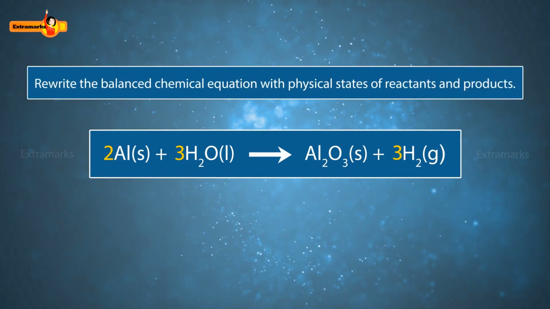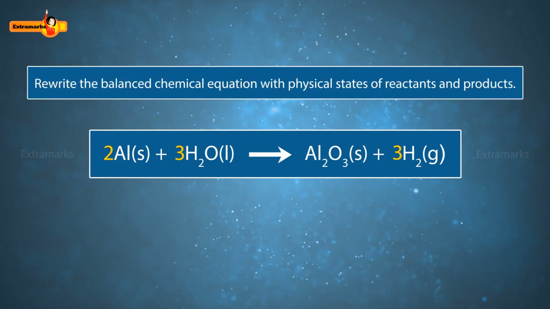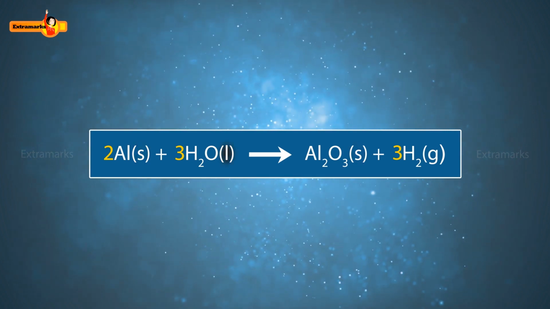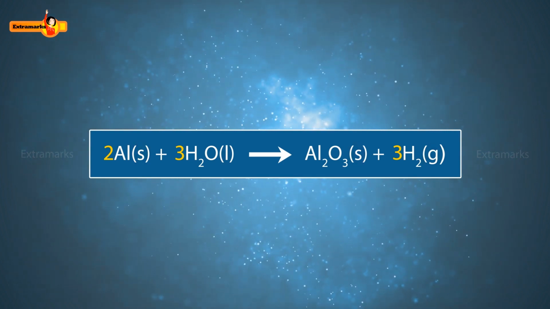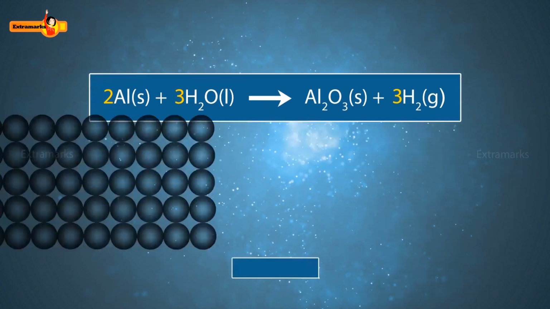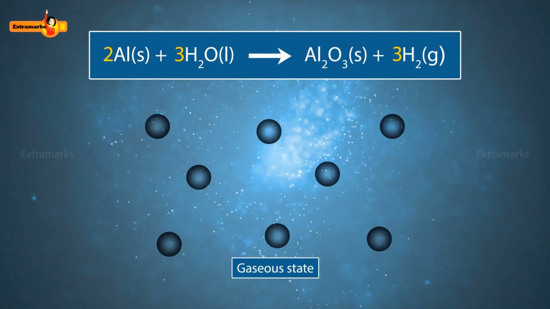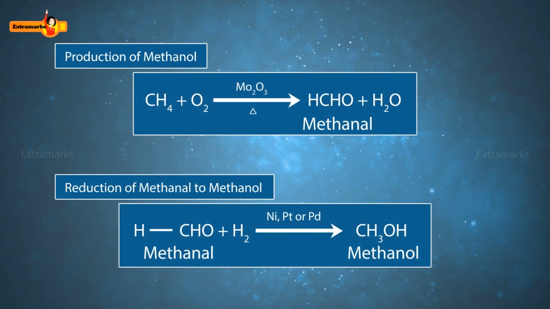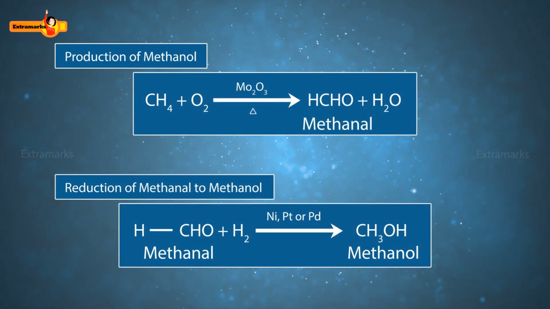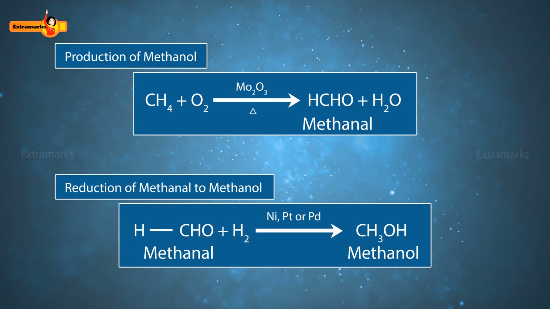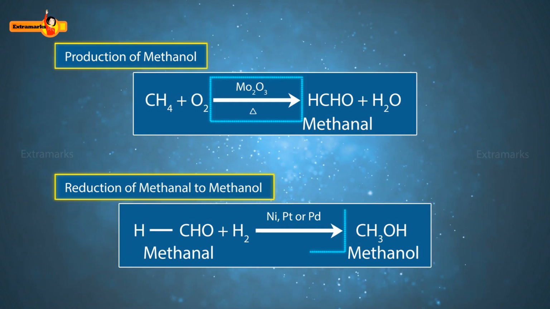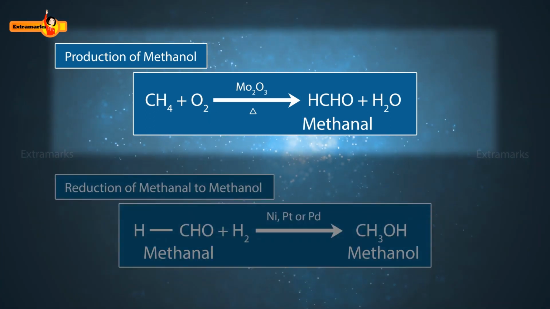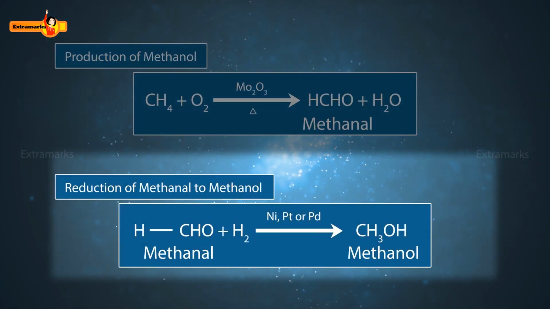Now we will rewrite the balanced chemical equation with physical states of reactants and products. Here, S, L and G written in the brackets in the reactants and products represent the solid, liquid and gaseous state. In some reactions, conditions such as temperature, pressure, catalyst etc. are also mentioned. They are indicated above and below the arrow in the equation. For example, production of methanol and reduction of methanol to methanol.